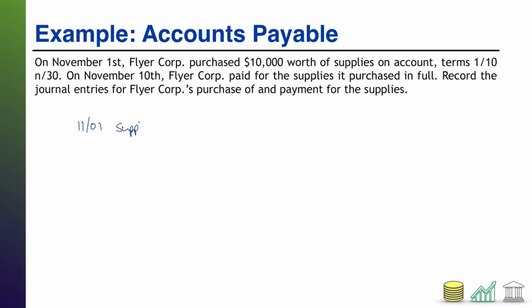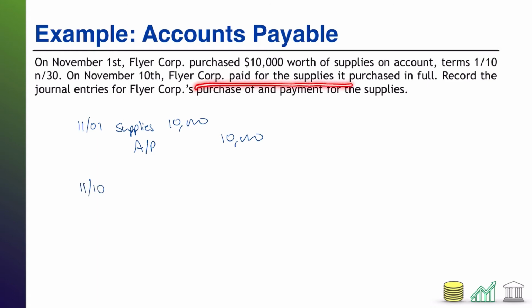So debit supplies, 10,000, and we are buying them on account. So that's what establishes the account payable, 10,000. Notice I did mention that there are some discount terms in here. However, discount terms don't take effect until the time of payment. So this is all we need on November 1st. Let's fast forward now to November 10th.